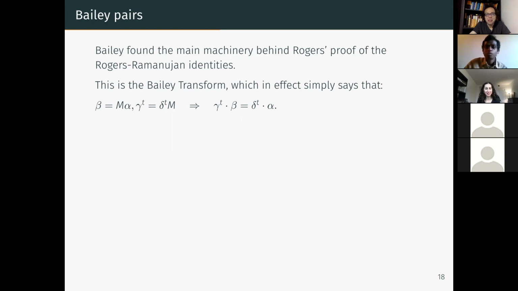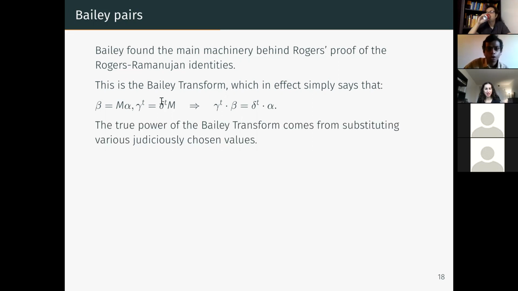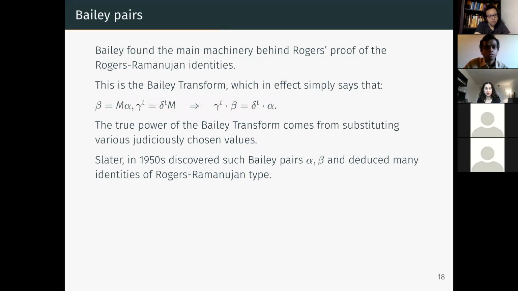But that's not why it's important. The importance comes from putting smart substitutions in place of this gamma and delta and also the m. As such, this is just a plain easy matrix equation, but the power comes from substituting good things in it. And Slater, who was a student of Bailey, in the 1950s discovered such Bailey pairs. These are called Bailey pairs, which are related by this equation, beta and alpha. And she deduced about 130 identities of Rogers-Ramanujan type.